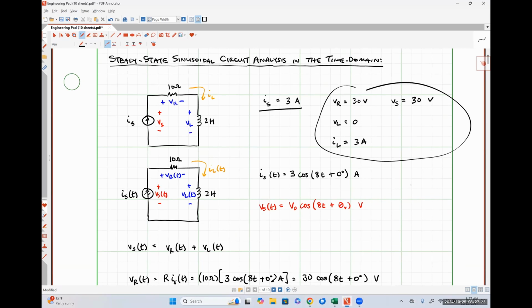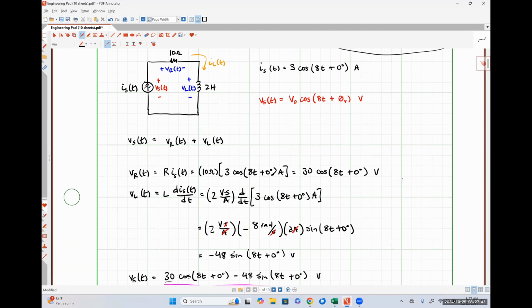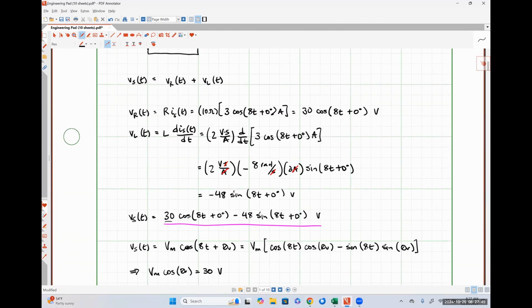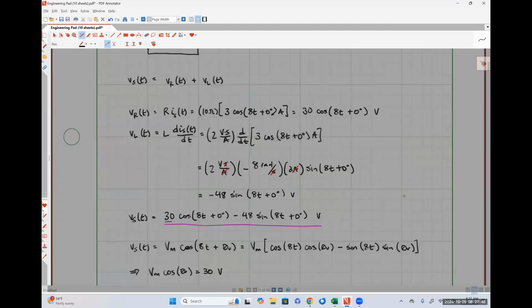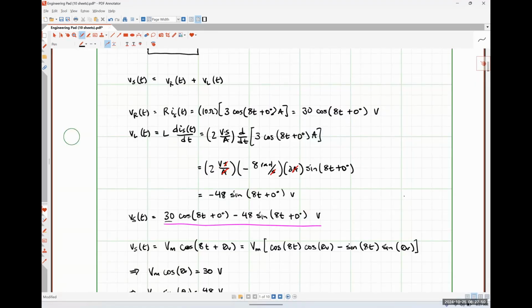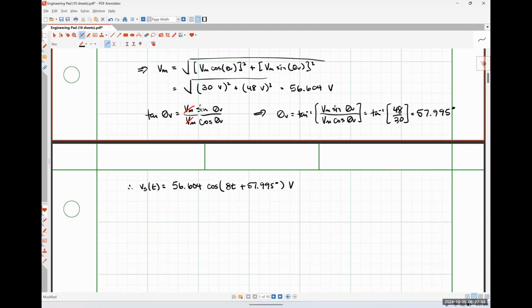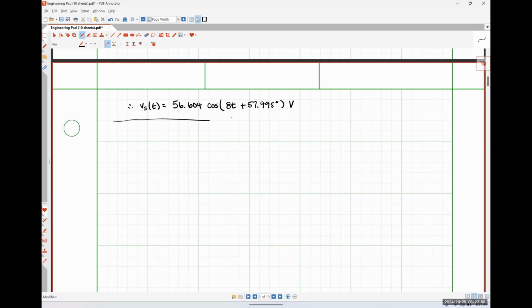So we have this thing up here. We solved it in the time domain, and it took a gross amount of time, in my opinion. So what I want us to do now is to see if we can make this easier using complex numbers, okay? So I'm going to start from this point right here, where we have 30 cosine 8t minus 48 sine 8t. Let's just come down here as an alternative method.